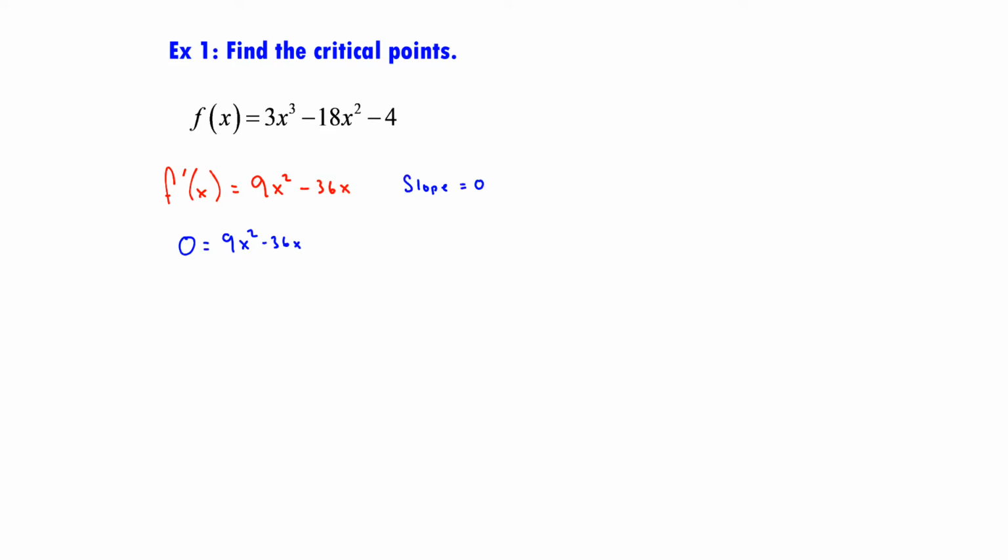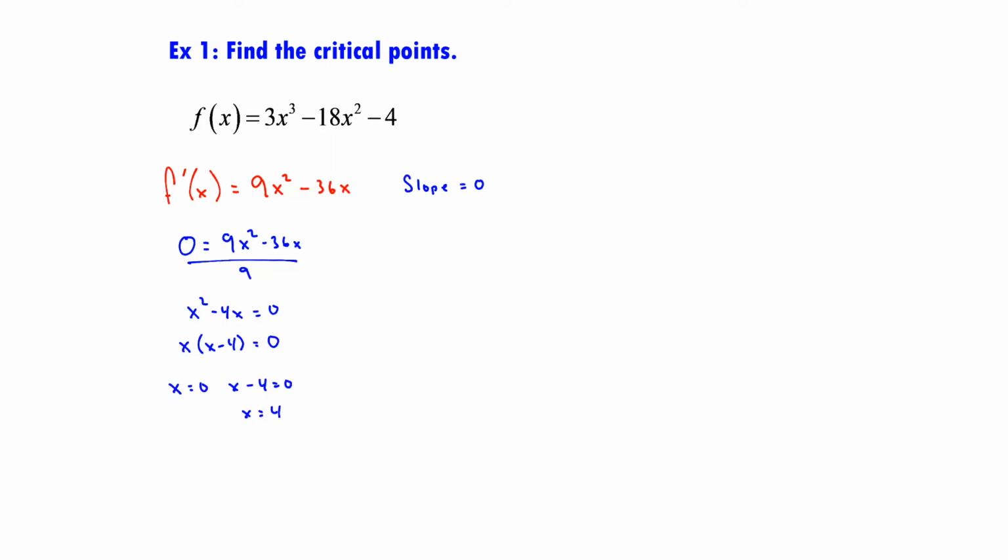And now it's a quadratic, so we're going to solve. We could actually divide both sides by that common factor of 9, so that'll leave us with x squared minus 4x is equal to 0. Factor out the GCF. And now we've broken up the quadratic into two linear terms, so set those equal to 0. And we get two x values, 0 and 4.